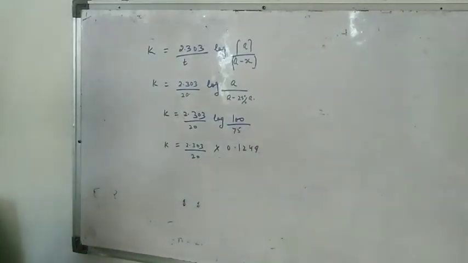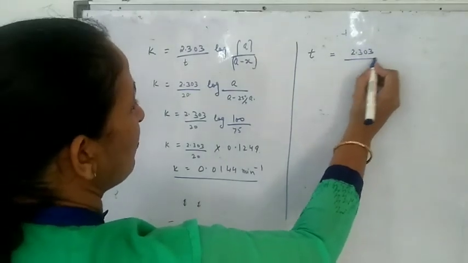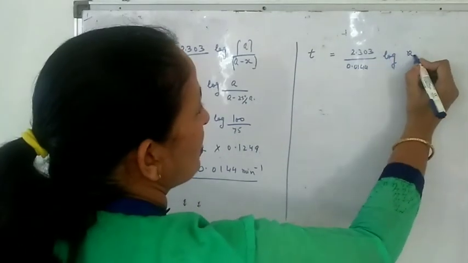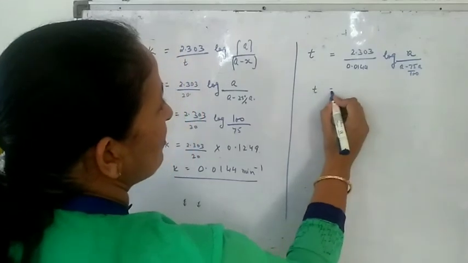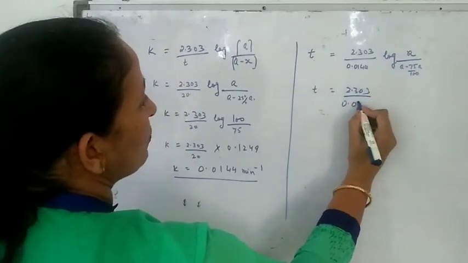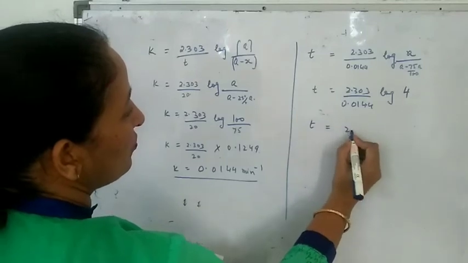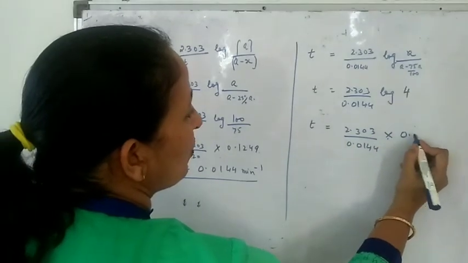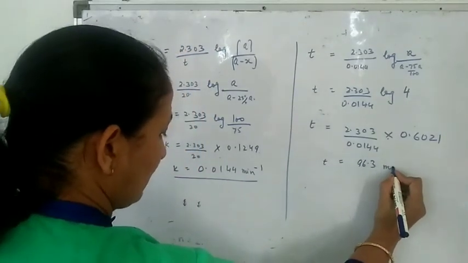Log of 1.33 is equal to 0.1249. So on solving the value of k, t is equal to 2.303 upon k, k is 0.0144 minute inverse, and A upon A minus 75% of A. t is equal to 2.303 upon 0.0144 log of 4, and log 4 is 0.6021. So t is equal to 2.303 into 0.6021 upon 0.0144, which comes out to be 96.3 minutes.